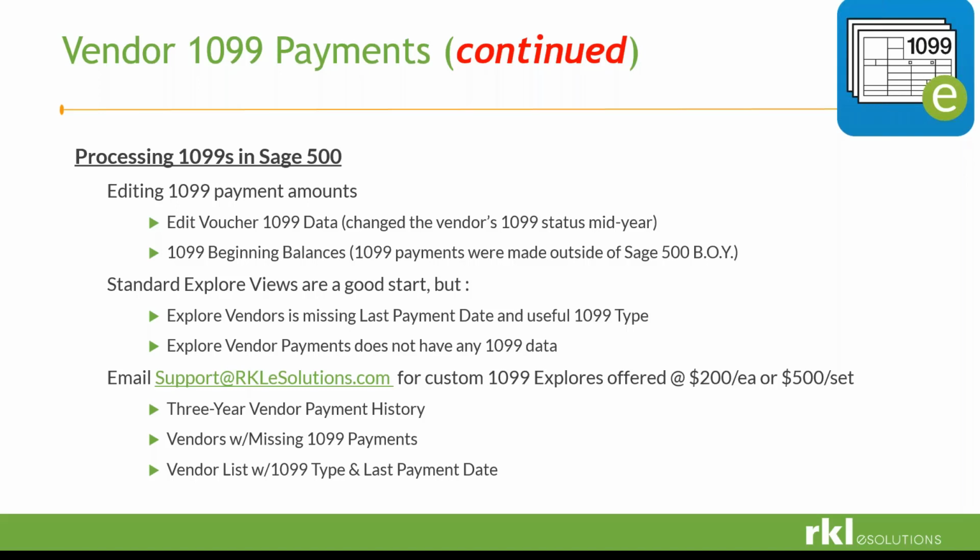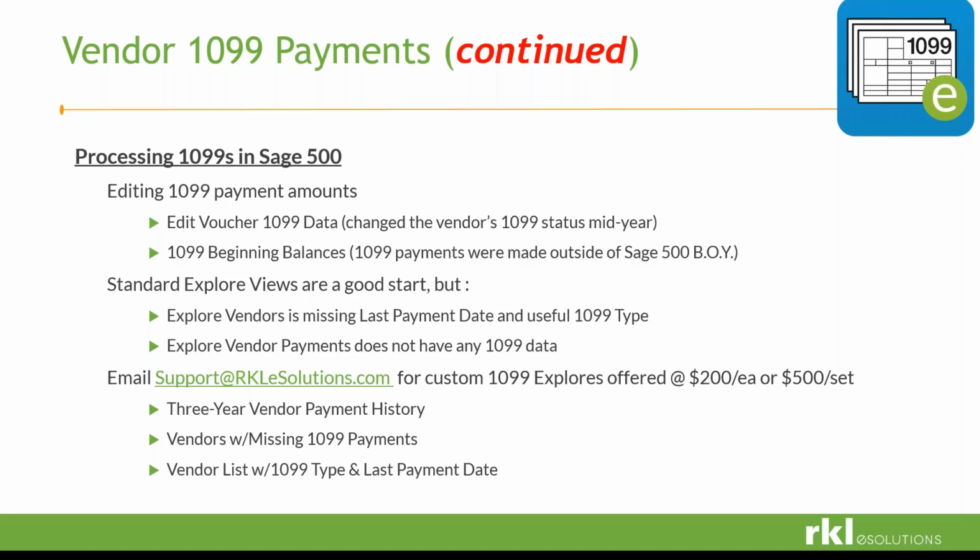The Explore Vendor Payments task obviously will allow you to filter by date, so you can, in that task, see all the vendors that you had paid for the current year. Unfortunately, it doesn't include any of the 1099 data, so you would see all payments to all vendors regardless of whether they're 1099 reportable or not.